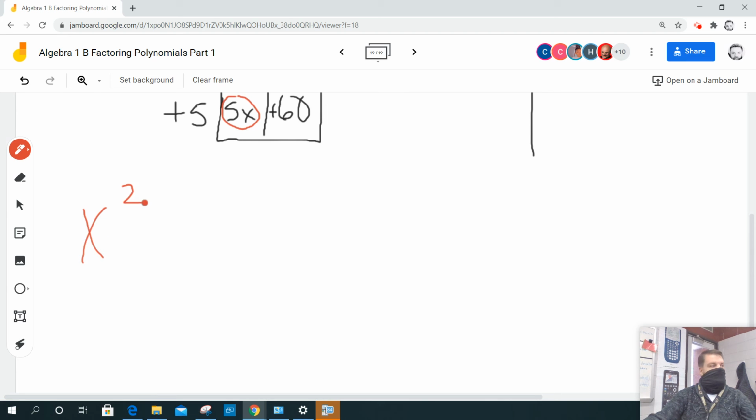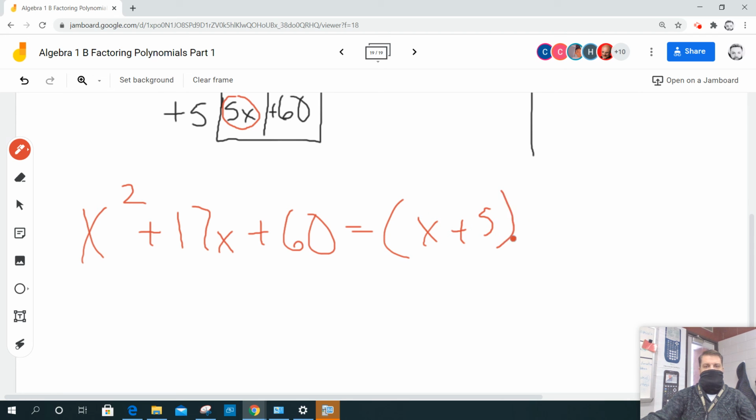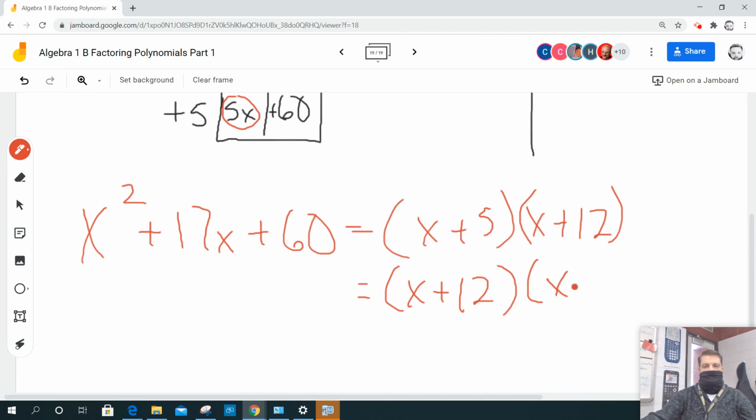x squared plus 17x plus 60 equals x plus 5 times x plus 12, or x plus 12 times x plus 5. And that's it.